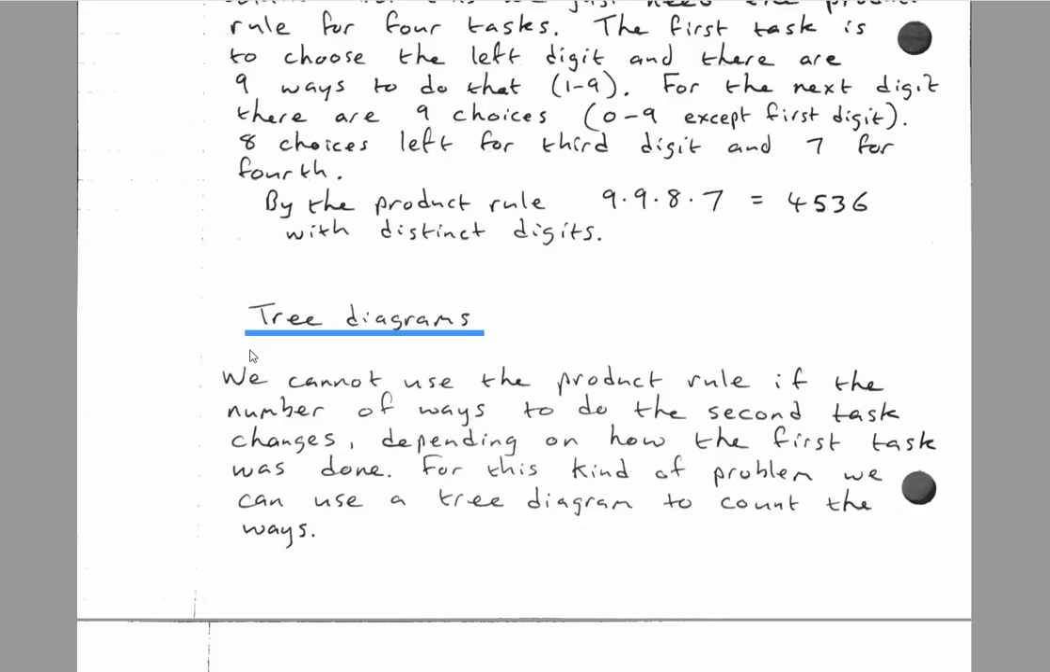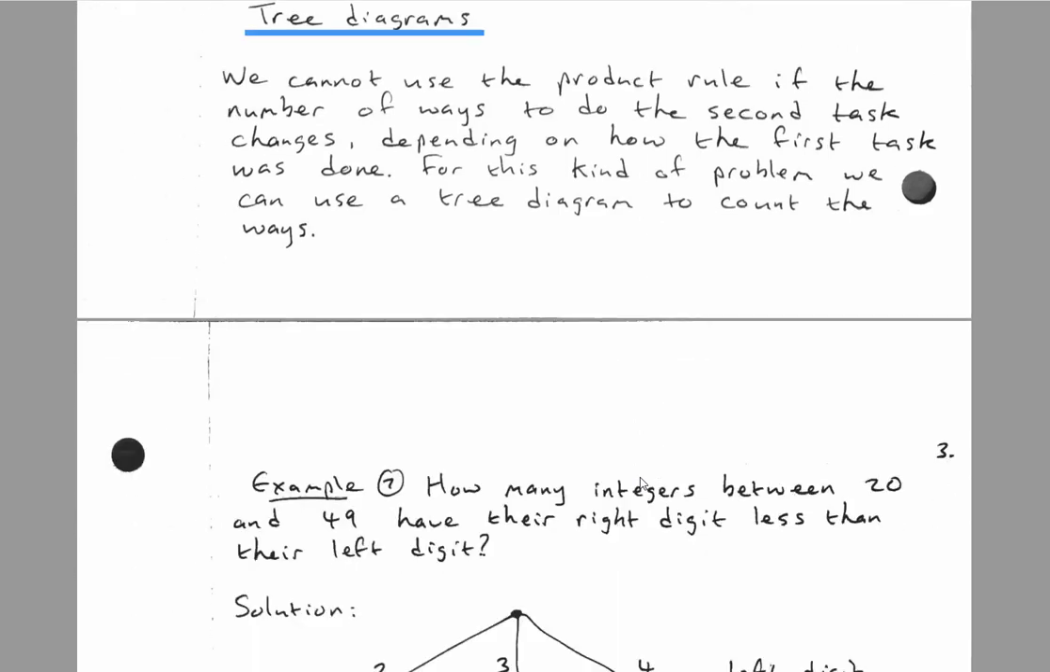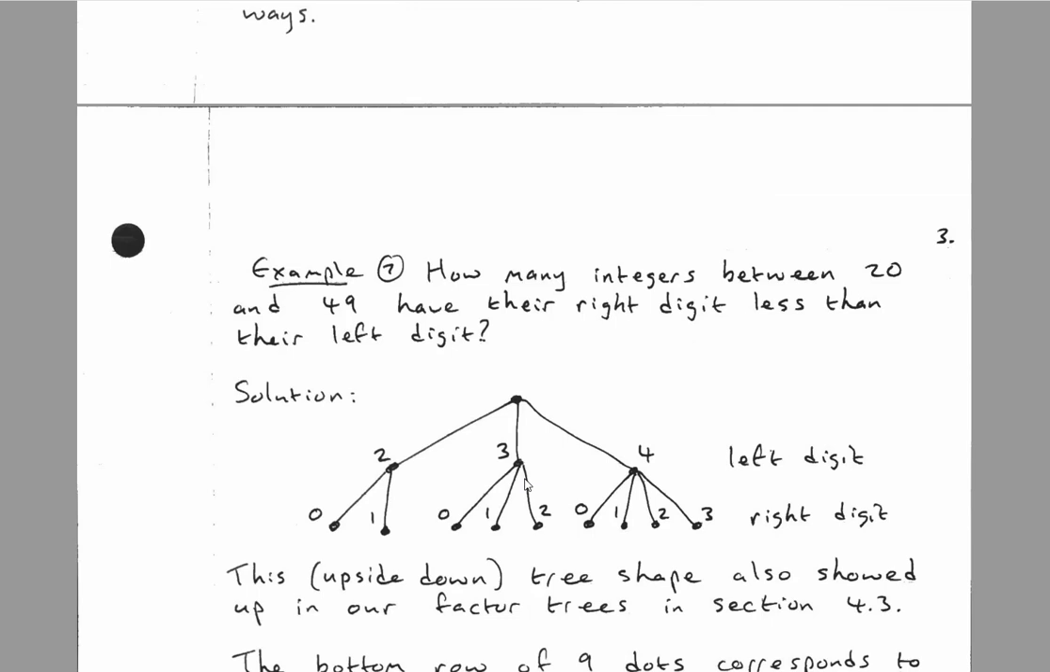Okay, and the last topic in this section, tree diagrams. We can't use the product rule if the number of ways to do the second task changes, if it depends on how you did the first task. This more complicated situation is tougher to deal with, but we can use a tree diagram to try and keep everything straight. So just a simple example of that.